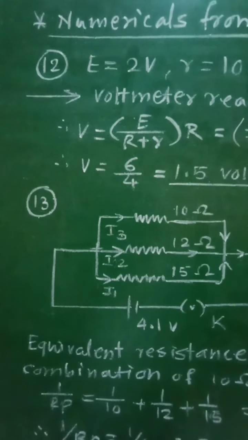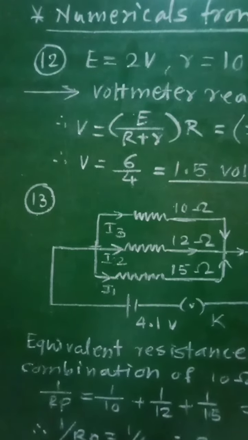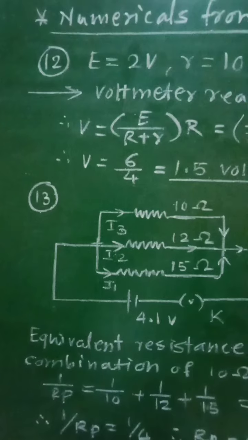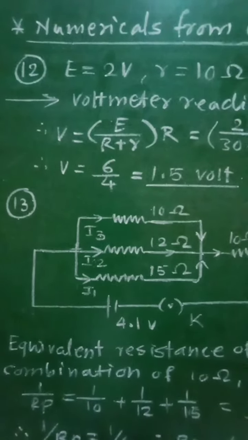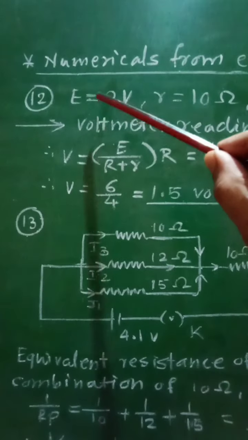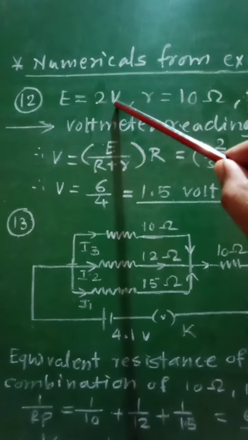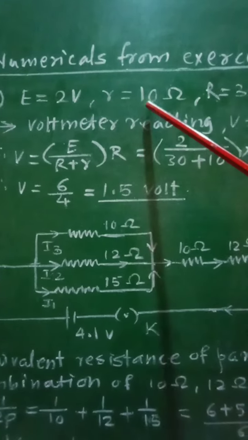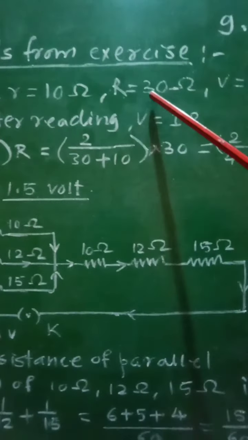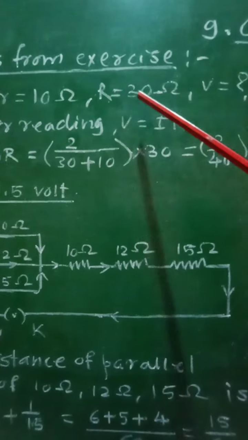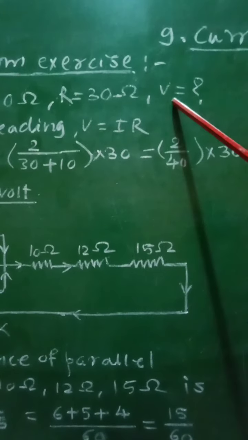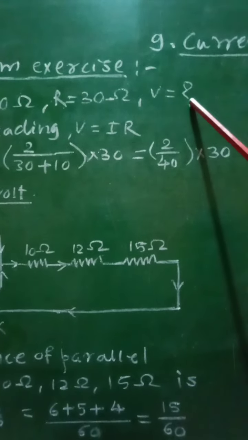What will be its reading when it is connected to a cell of EMF 2 volt having internal resistance 10 ohm? Therefore, the given data is: EMF of the cell E equal to 2 volt, its internal resistance r equal to 10 ohm, then resistance of the voltmeter itself, capital R, equal to 30 ohm, and we have to find out the reading of voltmeter, that is phi equal to question mark.